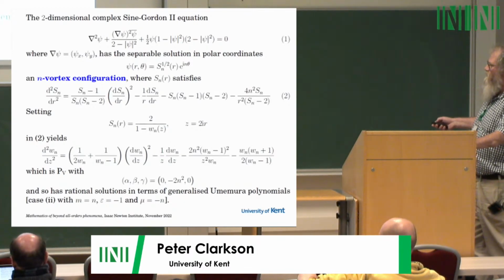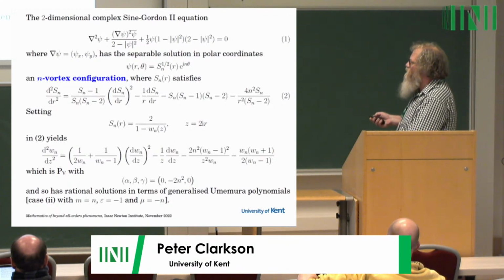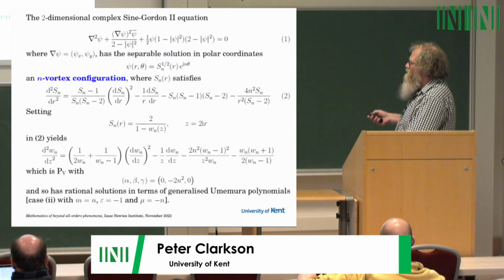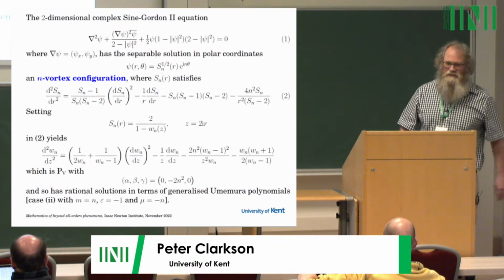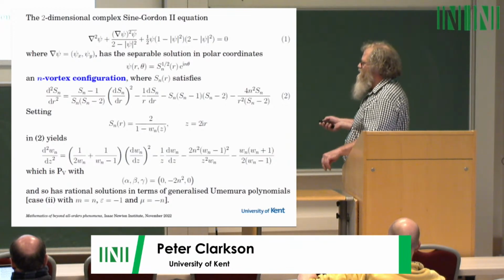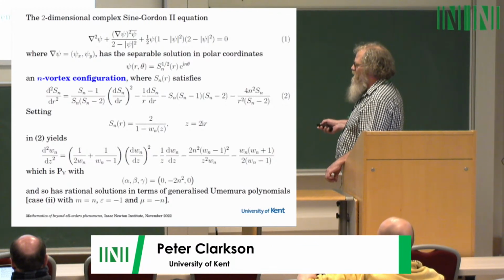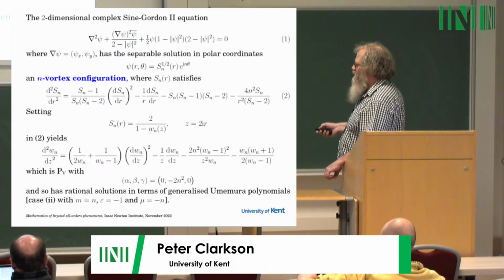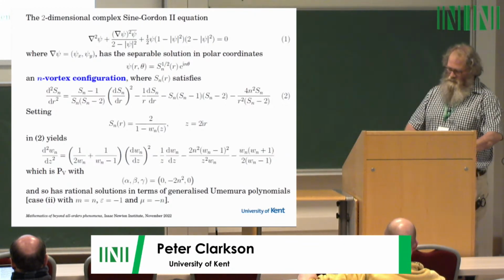using this transformation here. Now, in the transformation, you move z to 2i r, so you might think you're going to introduce complex numbers into the solution. Well, it just so happens that because of the parameters here, it doesn't happen. So you can actually get solutions in terms of generalized Umemura polynomials in this particular case. So it's case 2 with m and n, epsilon equal to -1 and mu equal to -n.